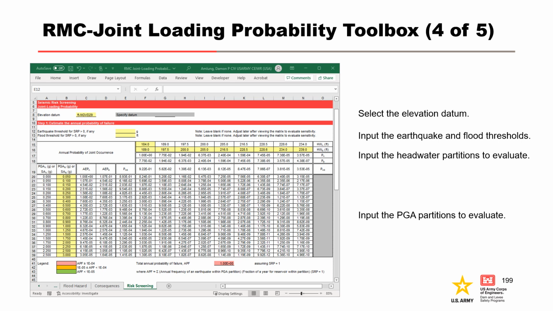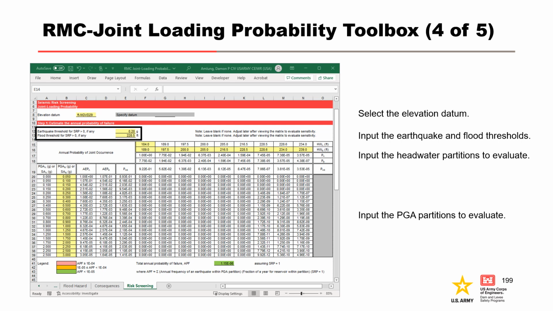In the risk screening worksheet, the user will define the headwater and peak ground acceleration partitions to evaluate. Earthquake and flood thresholds can be input at the top of the sheet. If these thresholds are left blank, the spreadsheet will return a true joint loading probability matrix. When defined, the spreadsheet assumes failure will not occur for earthquakes in stages less than the defined thresholds.